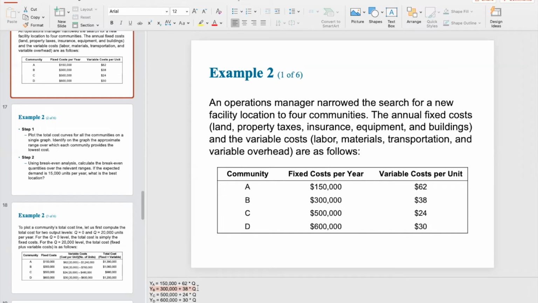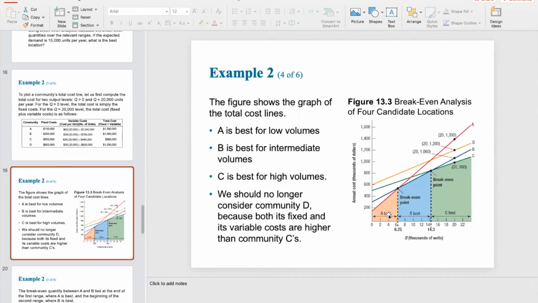In order to get the corresponding break-even order quantity, you let YA equal YB. Then 150,000 plus 62 times Q equals 300,000 plus 38 times Q. You can then solve that equation to get the corresponding order quantity. If you solve that equation, you will find that the value is 6.25. If you have any questions, feel free to let me know. Now you can follow this logic to calculate all the other break-even points shown here.